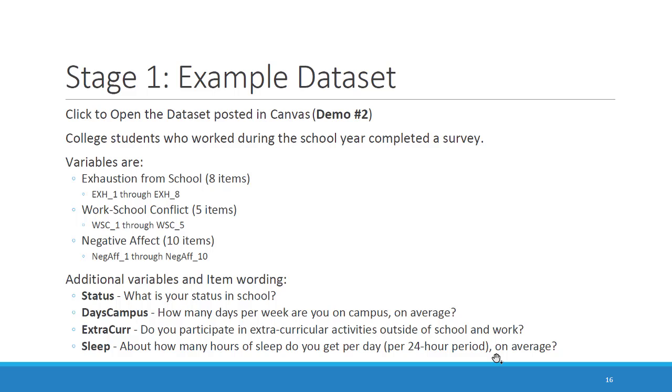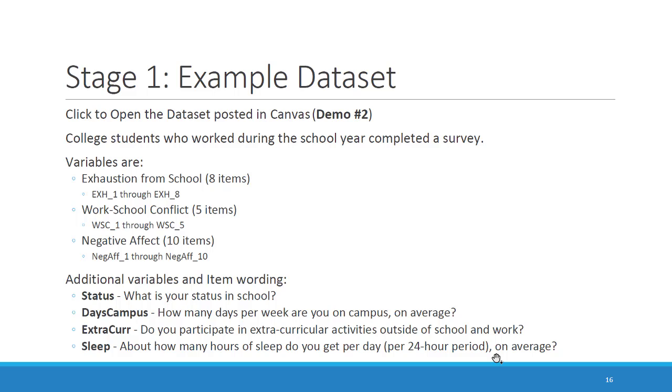So I have prepared a data set for you to work with as an example. So click to open the dataset posted in Canvas that's labeled Demo Number 2. And if you need to, just go ahead and pause this video so that you can get that dataset open. This dataset includes responses from college students who worked during the school year. These college students completed a survey, and the survey measured three main constructs, or three main variables.